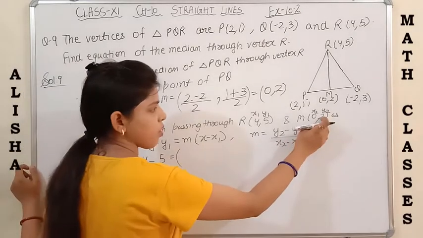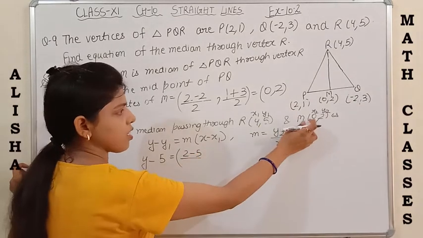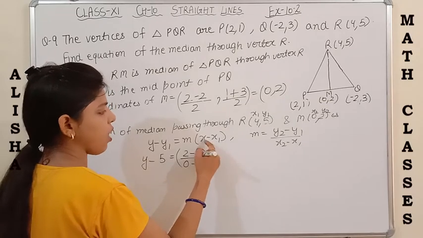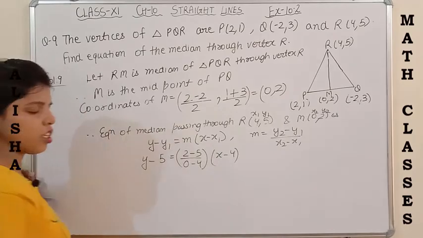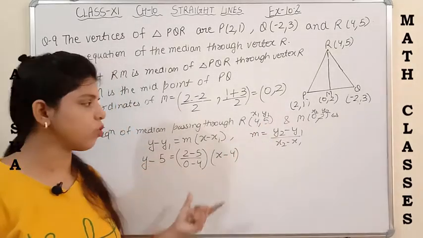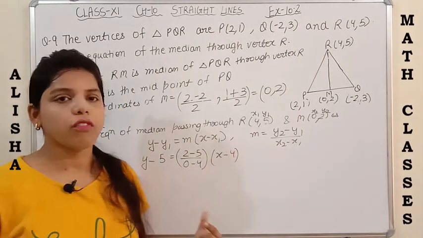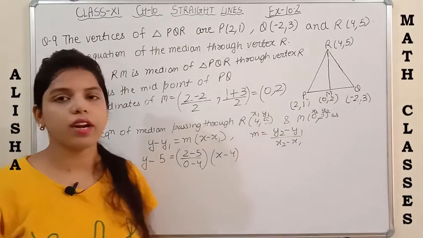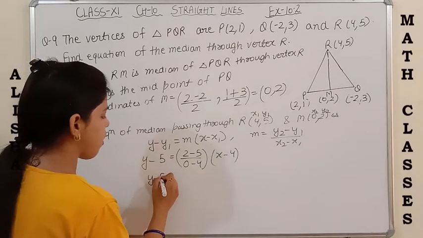So let's see, y2 is here 2, minus y1 is here 5, x2 is here 0, and x1 is here 4, into x minus x1 is here 4. So all you need to do is put the values of x1, y1 and x2, y2 in this formula, where m is the slope. The formula to find the slope passing through two points is y2 minus y1 upon x2 minus x1. Now we just have to solve it.